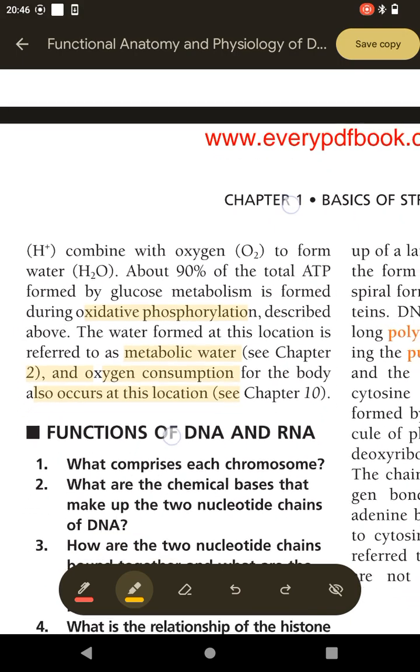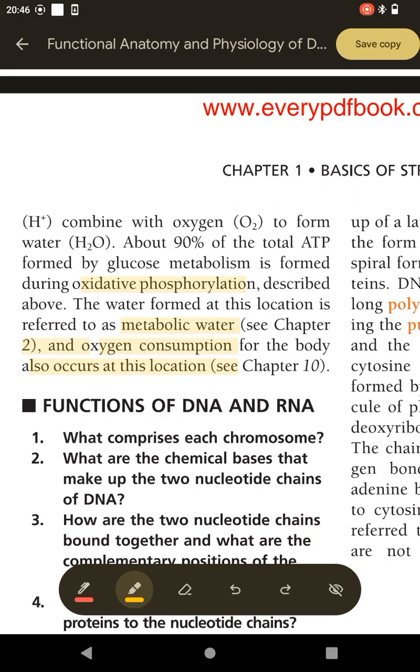What happens? The H plus released by these cofactors, the reduced electron carriers, combines with oxygen to form water, and this water formed at this location is known as metabolic water. So it is clear that the site of metabolic water formation and the site of oxygen consumption in the body is the mitochondria.